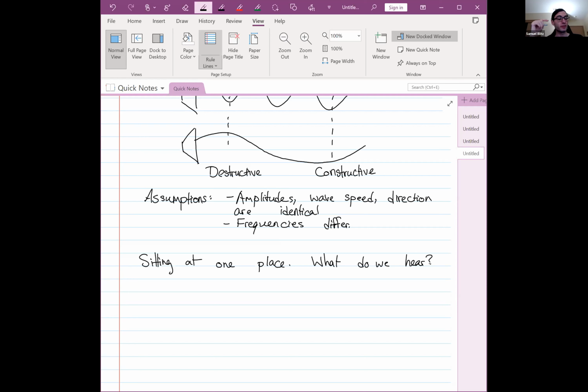something else new happens. And that's that we get an oscillating effect of amplitude. We would hear an oscillating volume, quiet to loud and back and forth. And this is a result of interference effects, which forms beats.